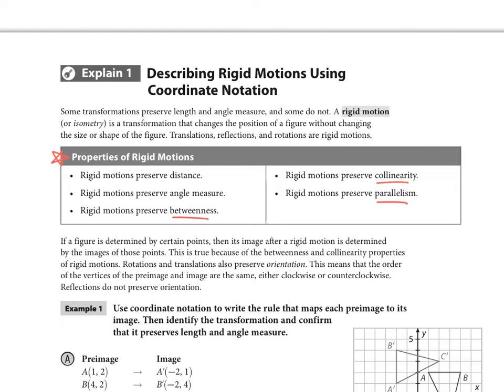If I take a shape and I make it bigger, the measure of the side lengths are changing, so that's not rigid. So you'll want to understand rigid versus non-rigid motion. Very, very important as we go through the rest of our book, actually.